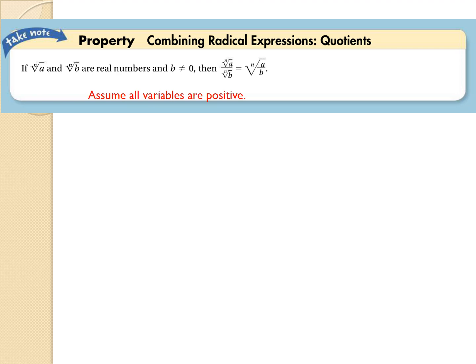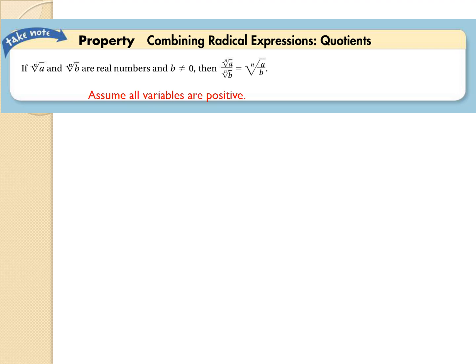Okay, now this rule works forward and backwards just like the multiplication one does. So if you look at it backwards, you can take the nth root of A over B and break it back into the nth root of A over the nth root of B. We're going to be using this rule forward and backwards throughout this lesson. Okay, so just get comfortable with if the index is the same, you can combine it into one fraction and take the nth root of that fraction, or you can separate it from one big fraction.